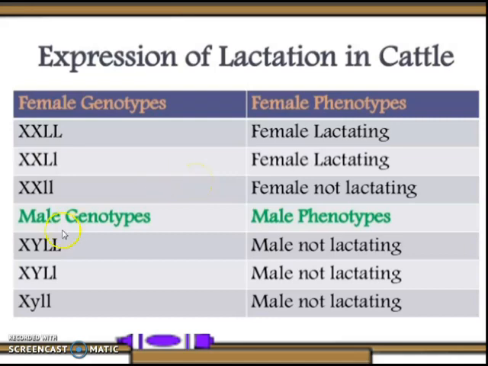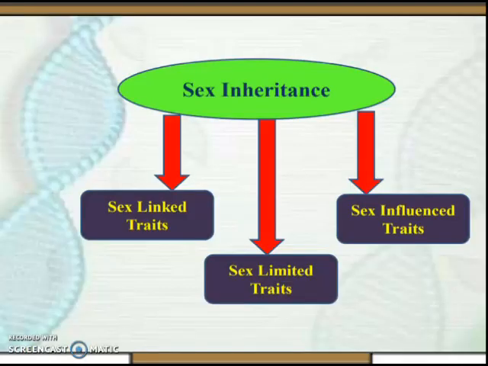For the male genotypes, we have homozygous dominant, male not lactating; heterozygous, male not lactating; and homozygous recessive, male not lactating. Lastly is sex-influenced traits.